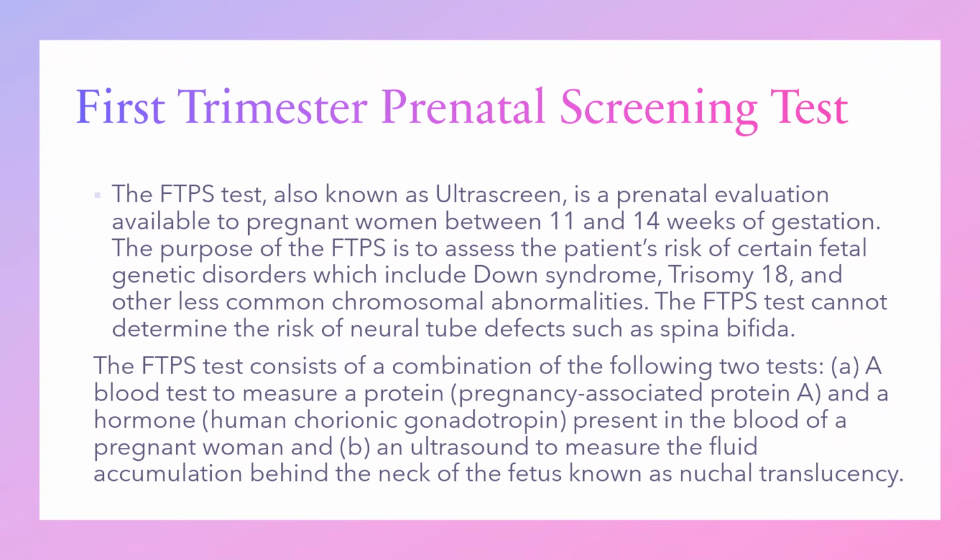This does consist of a combination of the following two tests: a blood test to measure a protein and a hormone present in the blood of a pregnant woman, and an ultrasound to measure the fluid accumulation behind the neck of the fetus, known as nuchal translucency.